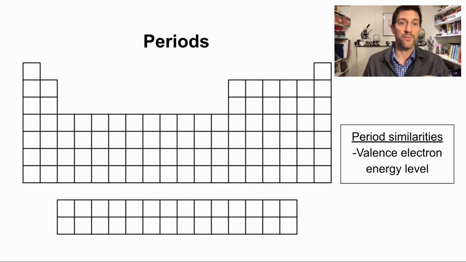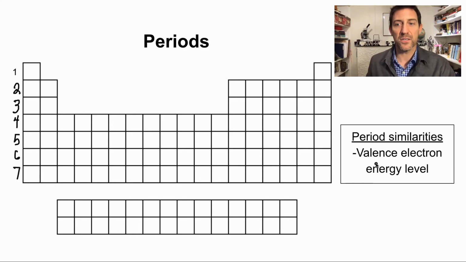Now, if you recall at the very beginnings, I told you that the periods go across this direction. So we're going to label them on our blank periodic table. So this is period 1. The one below it is period 2, yeah, very clever. Period 3, period 4, 5, 6, and 7. Now what does that mean?